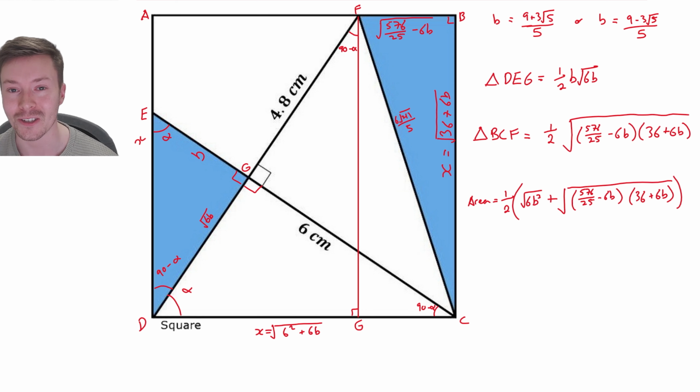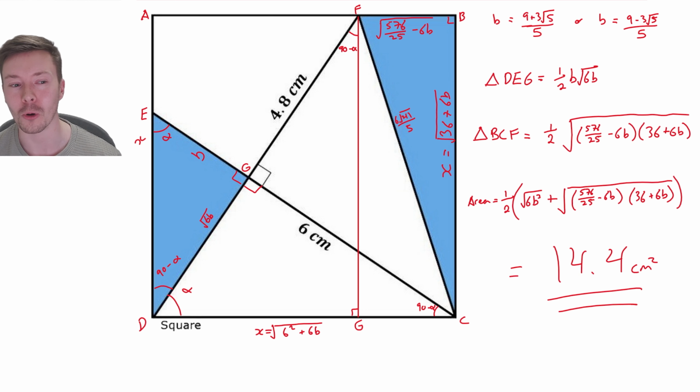And so the final answer: you get the final answer depending on whether you put either of these two things in. So you can put 9 plus or 9 minus 3 root 5 over 5 in as b, and you get exactly the same answer, which is a bit weird, to be honest. And it gives you quite an odd answer, I think, as well, because it doesn't give you a surd. It gives you 14.4 centimeters squared. How cool is that?